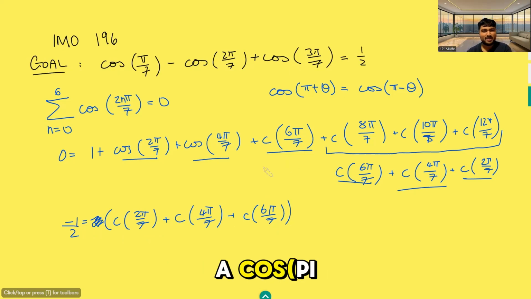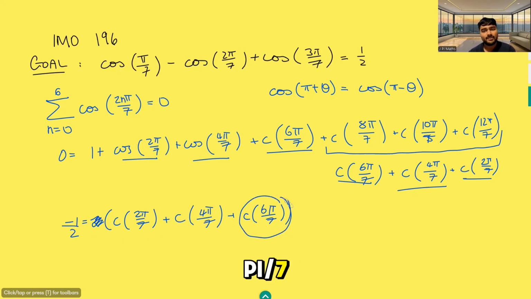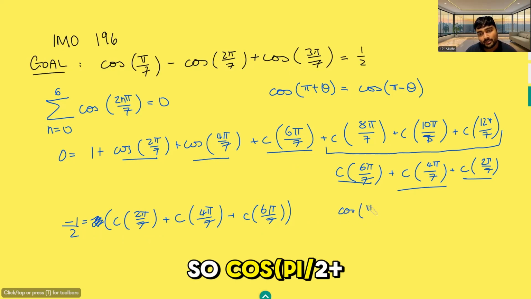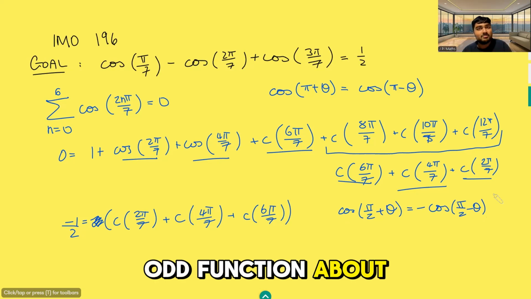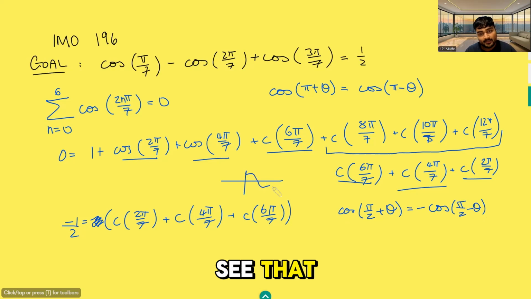How do we get a cos pi over 7 out of this? Ah, well, that's something closely related to cos 6 pi over 7. We can do the exact same thing we did a second ago, except maybe now with pi over 2. So cos of pi over 2 plus theta is the same as minus cos of pi over 2 minus theta. So cos is kind of an odd function about pi over 2 in a way. And again, you can just look at the graph of cos and see that.